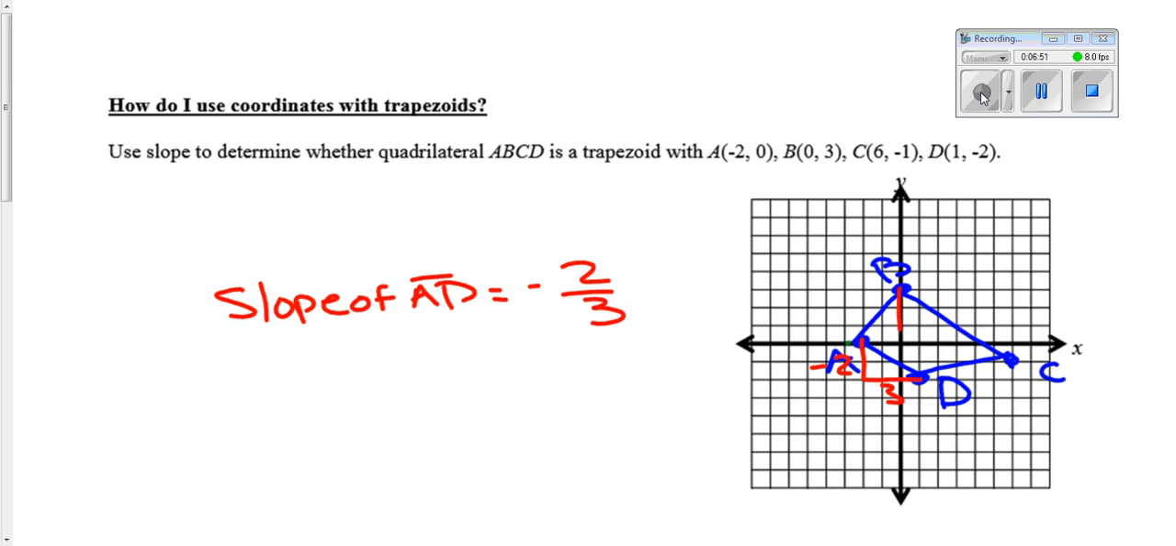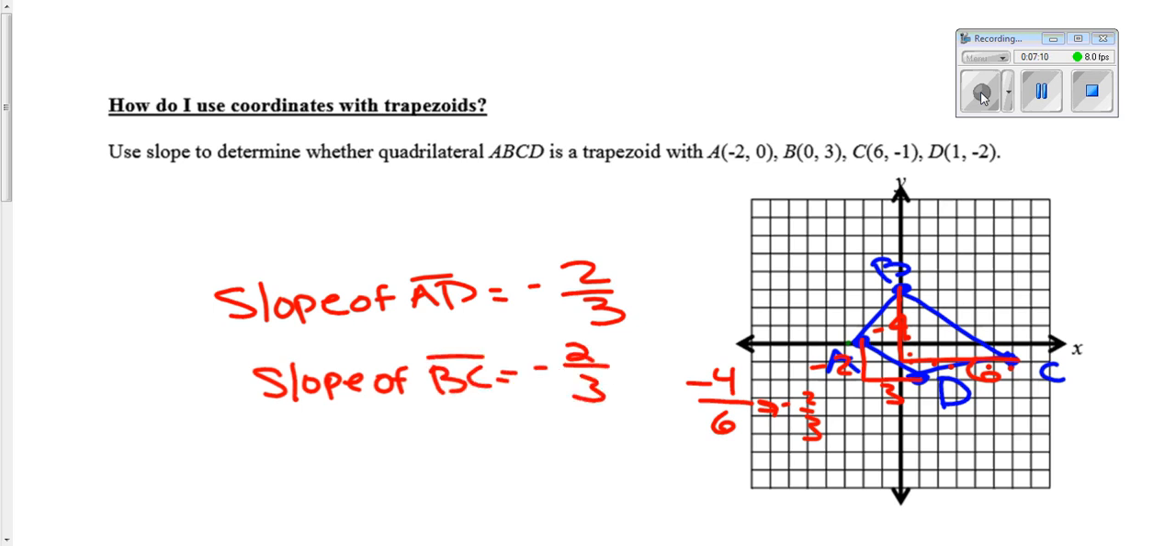For BC, I'm going down and over. Down 1, 2, 3, 4. Over 1, 2, 3, 4, 5, 6. Okay, so it's -4 over 6, which reduces to -2 over 3. Okay, so the slope of BC equals -2 over 3.